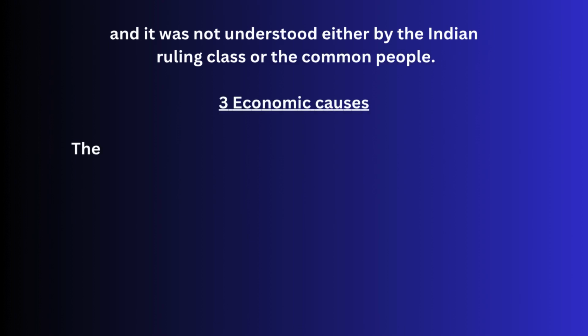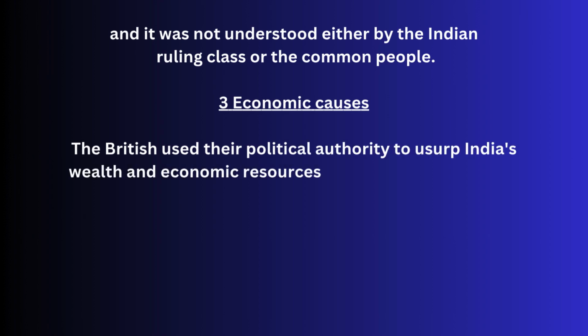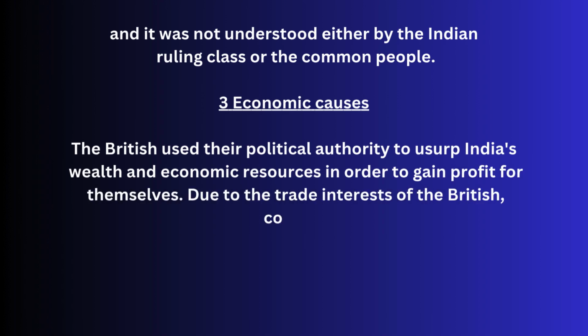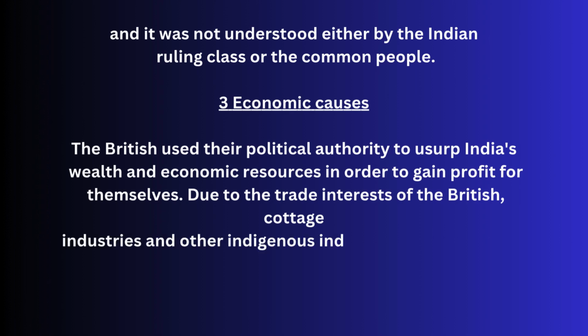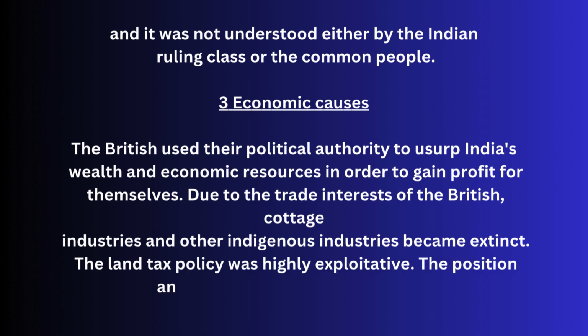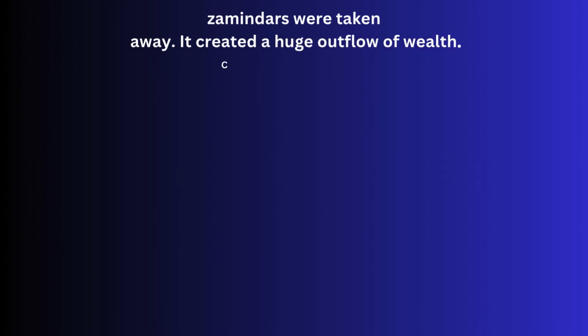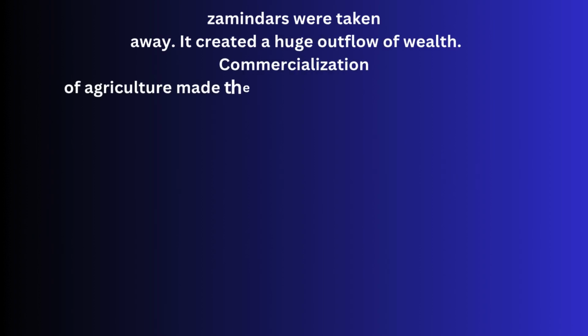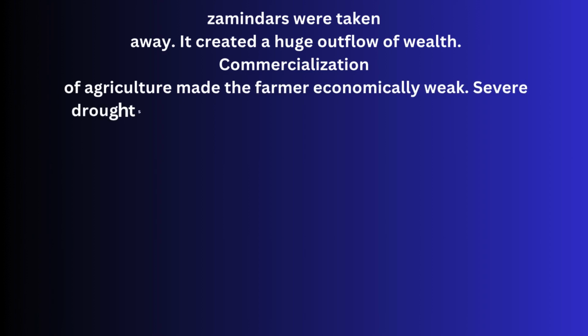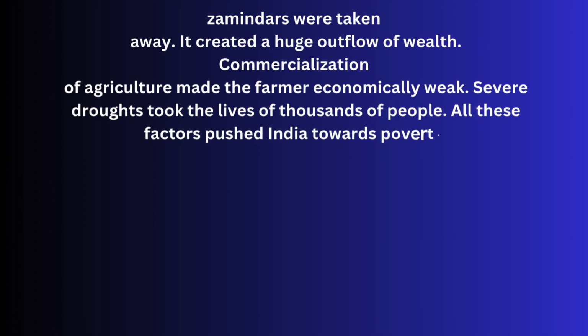3. Economic causes. The British used their political authority to usurp India's wealth and economic resources in order to gain profit for themselves. Due to the trade interests of the British, cottage industries and other indigenous industries became extinct. The land tax policy was highly exploitative. The position and income of many talukdars and zamindars were taken away. It created a huge outflow of wealth. Commercialization of agriculture made the farmer economically weak. Severe droughts took the lives of thousands of people. All these factors pushed India towards poverty.